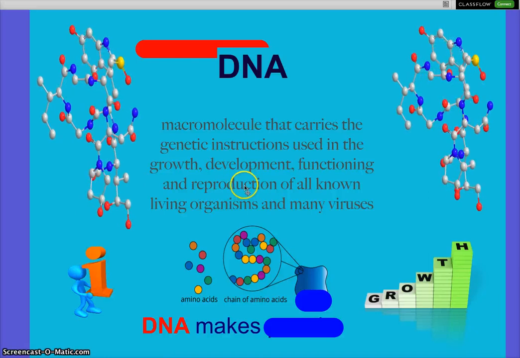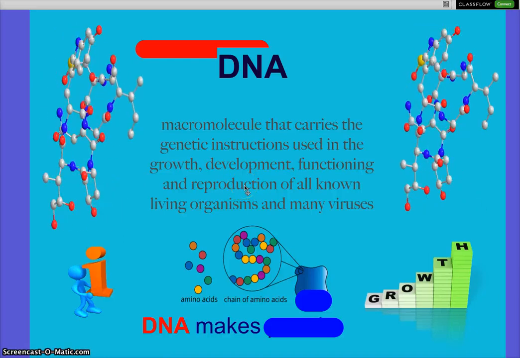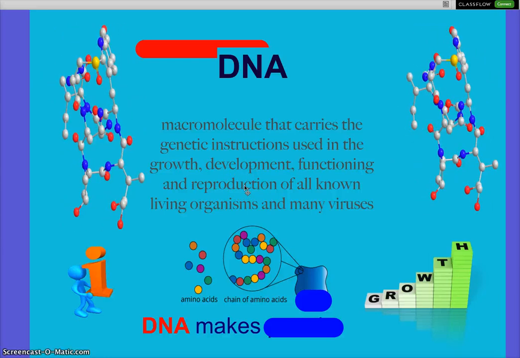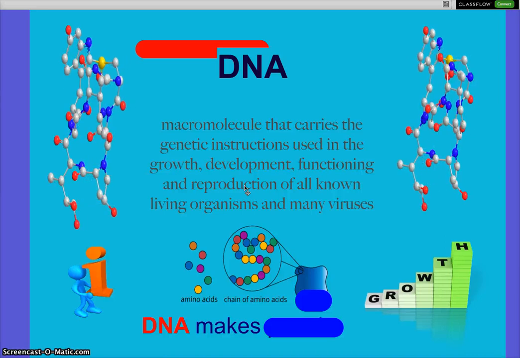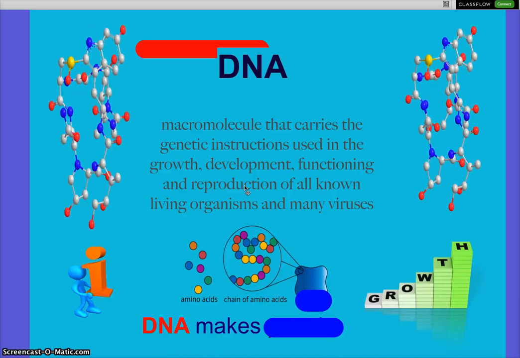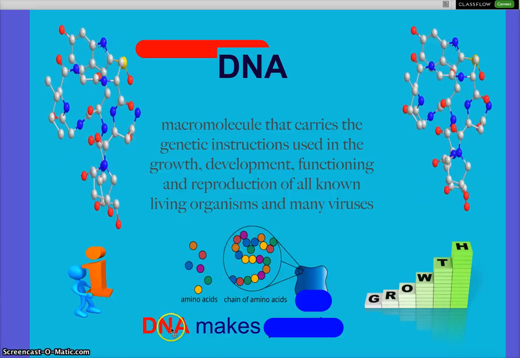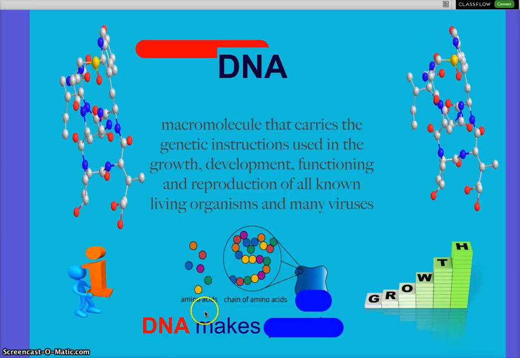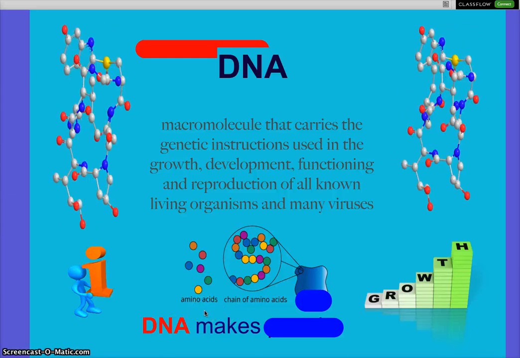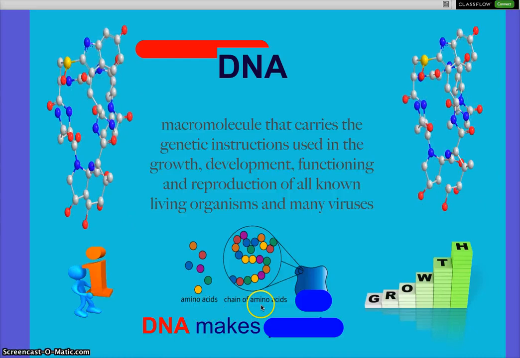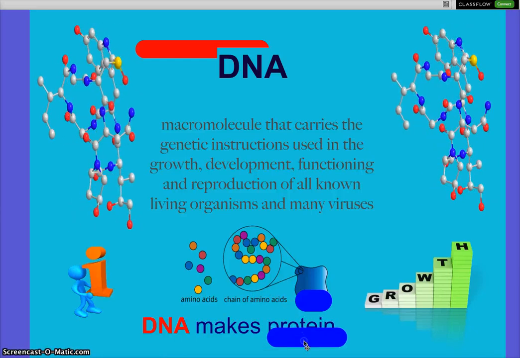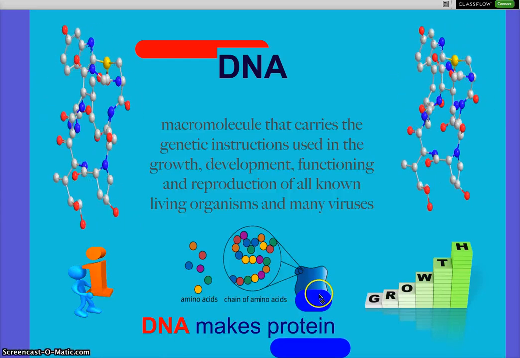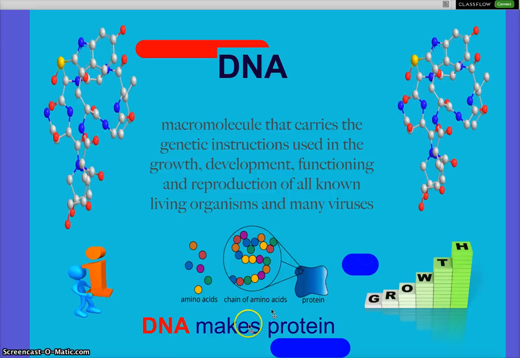But in addition, something you might have not known, because most people know that DNA carries genetic information and it's involved in reproduction and it's how you get your traits and all that. But DNA also makes very important things in your body. What do we know about amino acids? Good. Amino acids are the building blocks of proteins. DNA makes protein. Good job.